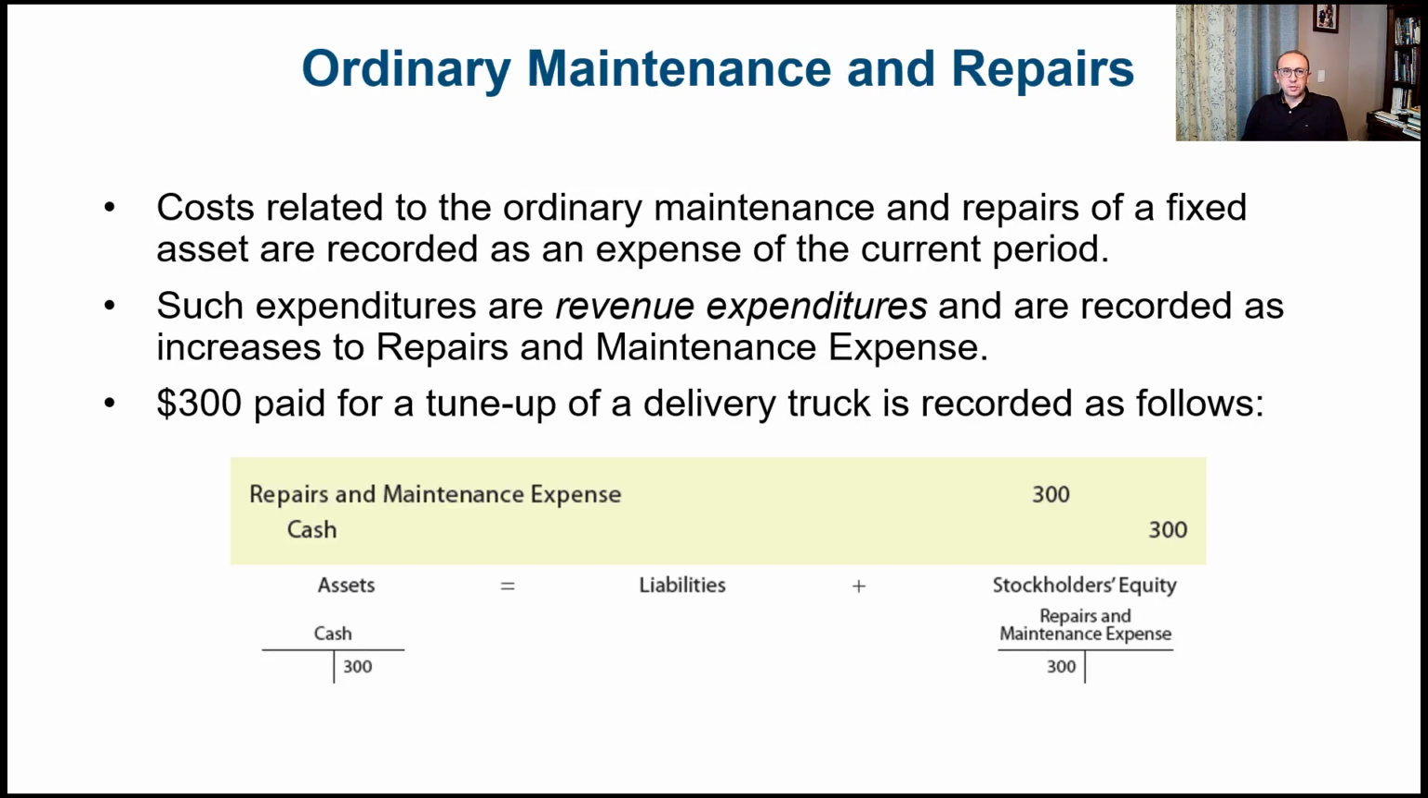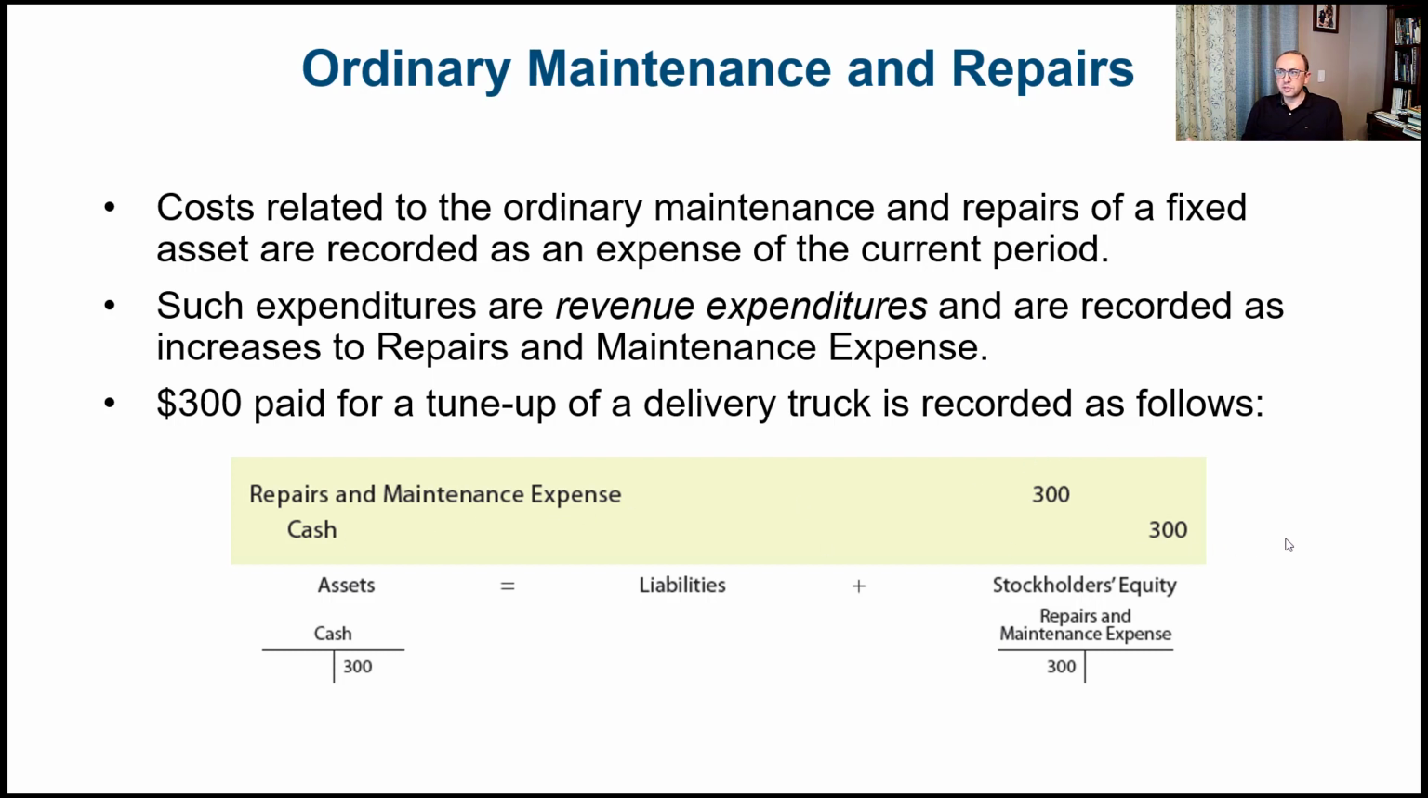So costs related to the ordinary maintenance and repairs of fixed assets are recorded as an expense because these are revenue expenditures. Such expenditures are recorded as increases to repairs and maintenance expense. So if we see an example of $300 paid for a tune-up of a delivery truck, this would be recorded as debiting repairs and maintenance expense and crediting cash.